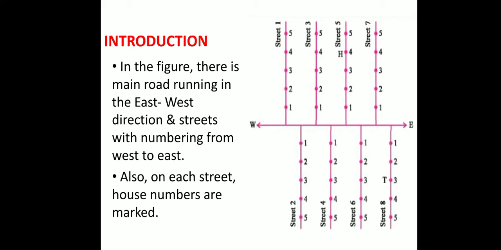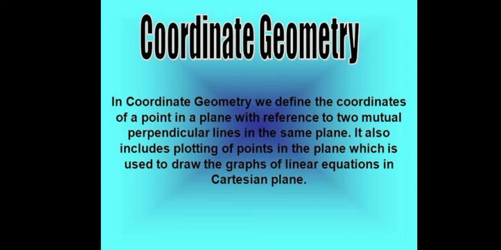Now come to the next topic, that is coordinate geometry. What is coordinate geometry? In coordinate geometry, we define the coordinates of a point in a plane with reference to two mutually perpendicular lines in the same plane. It also includes plotting of points in the plane, which is used to draw the graph of linear equations in the Cartesian plane. Or coordinate geometry is to find measurement of geometric figures that can be graphed with coordinates.